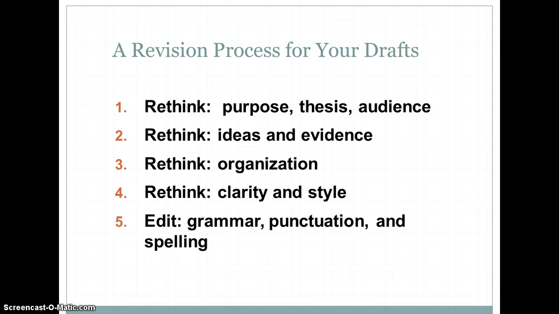The fifth step of the revision process is editing, and I can tell you right now that most students skip 1 through 4, go right to number 5, and that's all they care about when they get to revision. Finally, after you've rethought your purpose, your thesis, your audience, ideas and evidence, your organization, your clarity and style, then it's time to go back and look at your grammar, your punctuation, and spelling. That's really the final step in the revision process. And so many people, including college students and even some adults, feel that revision is simply proofreading and editing. And it's not. You have to look at your whole essay or story and think about how you can improve upon what you did the first time around.